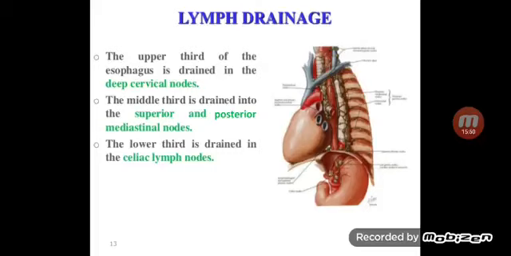The lower third drains into the lymph nodes and lymphatics along the left gastric blood vessels and celiac lymph nodes. So this is for the upper third deep cervical lymph nodes, the middle third superior and posterior mediastinal lymph nodes, and finally the lower third drains to the lymphatics around the gastric blood vessels and celiac lymph nodes.